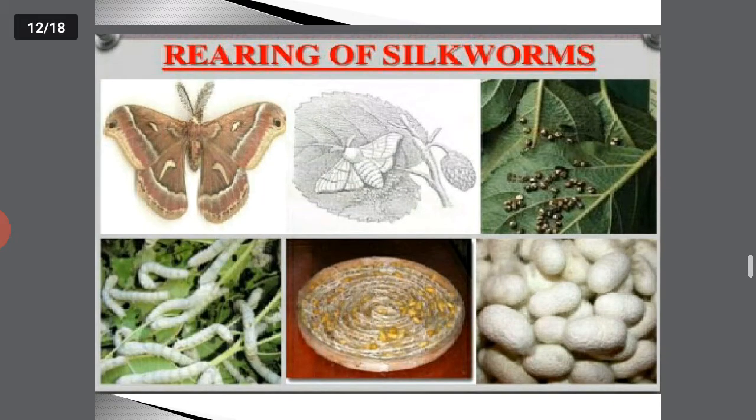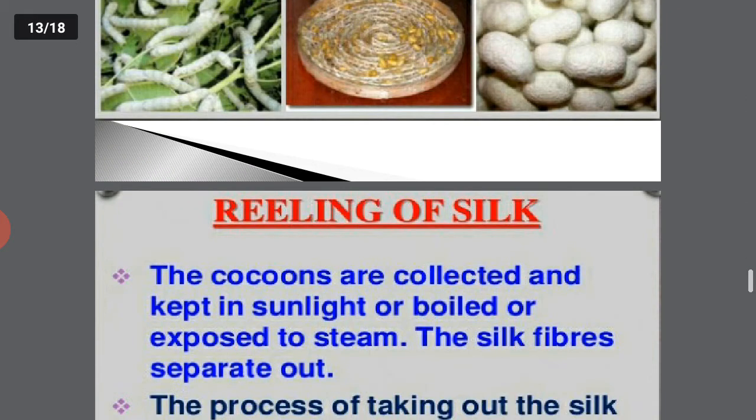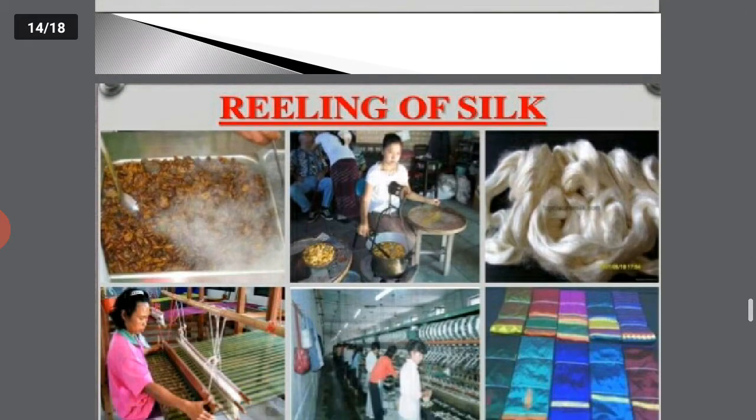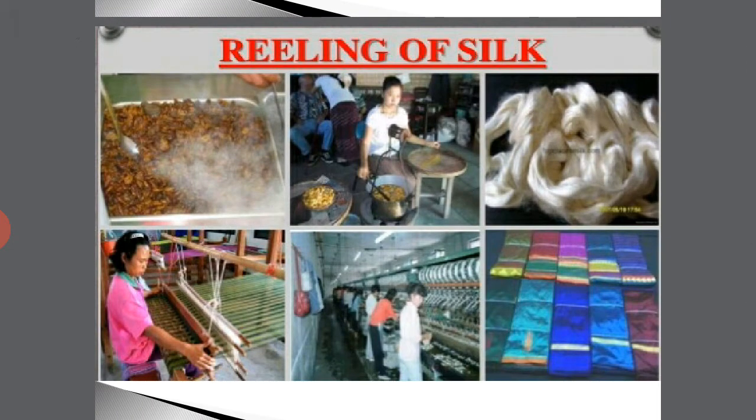You can see in the diagram how it starts spinning. Reeling of silk. The cocoons are collected and kept in sunlight, boiled, or exposed to steam, and the silk fiber separates out. The process of taking out the silk thread from the cocoon is called reeling. Reeling is done by machines. You can see the process of reeling and how it is done with the help of machines.